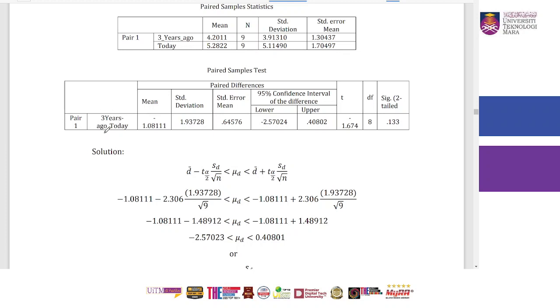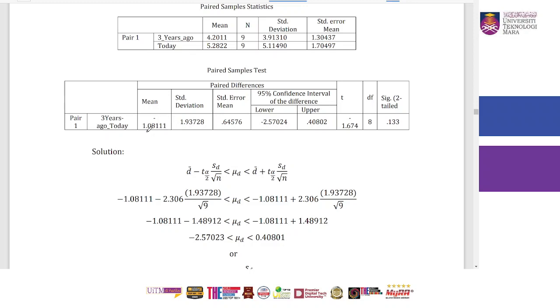And then you have here 3 years ago, the paired sample test result. You have the mean. So sometimes in the exam, they make it blank over here. And then they ask you find the value, the blank value here. Berapa nilai kat sini? So apa yang perlu you buat? Just take 4.2011 minus 5.2822. So dapatlah 1.0811 ni.